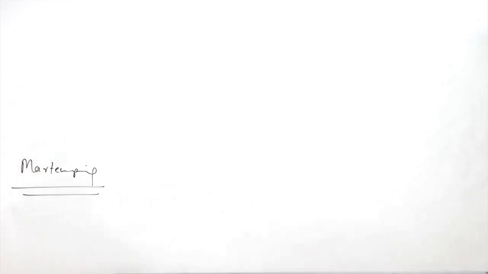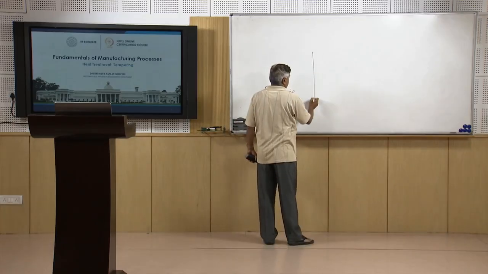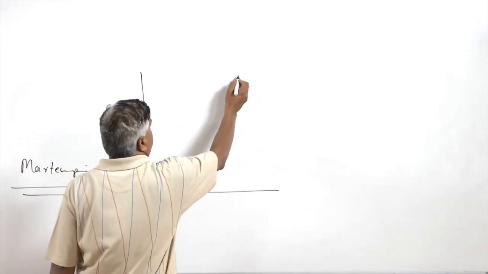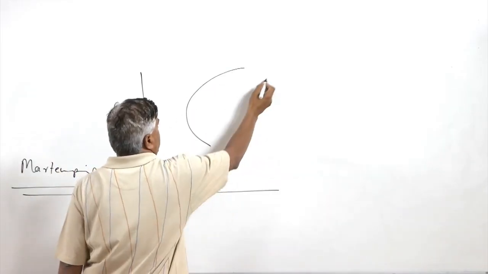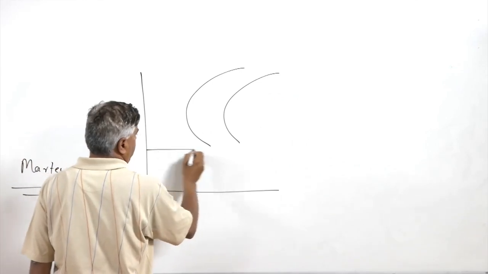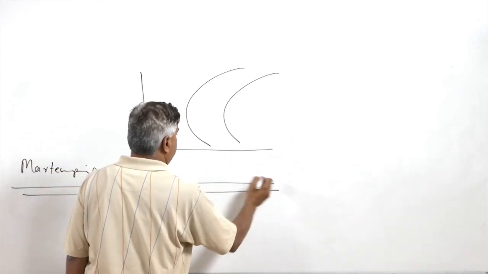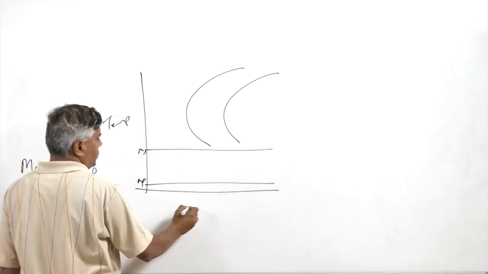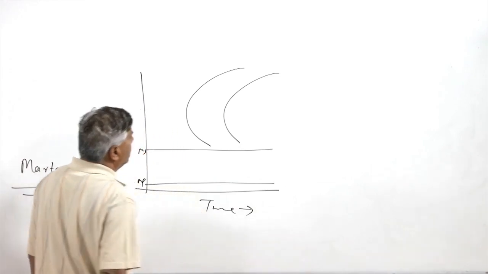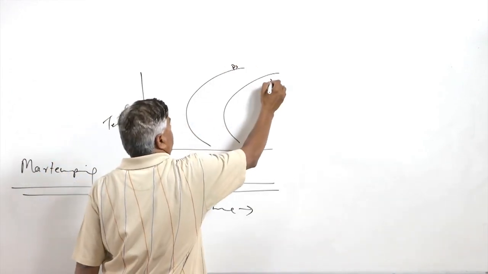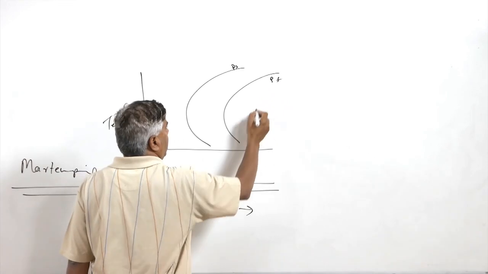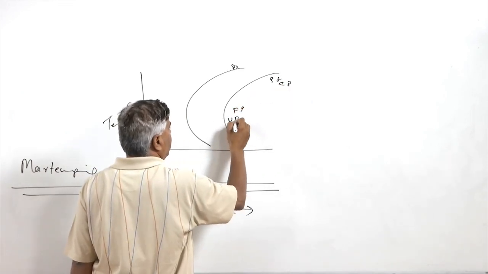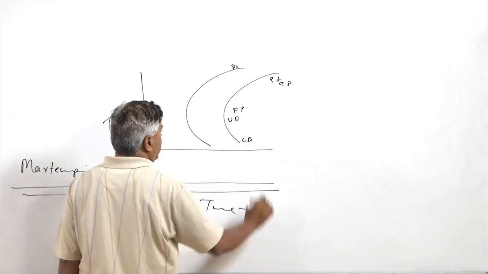In case of the Marr tempering also, the triple T diagram is used like this: MS temperature, MF temperature, temperature, time, pearlite start, pearlite finish, coarse pearlite, fine pearlite, upper bainite, lower bainite.